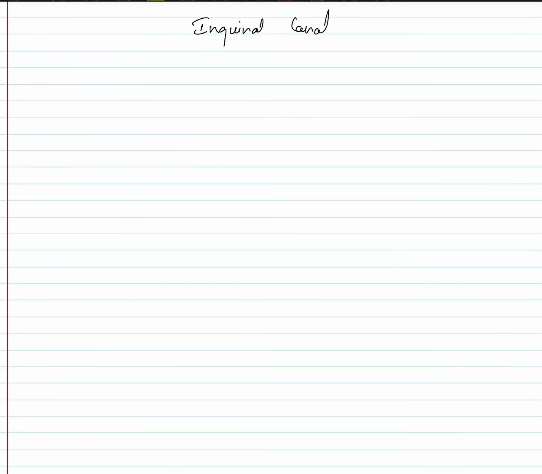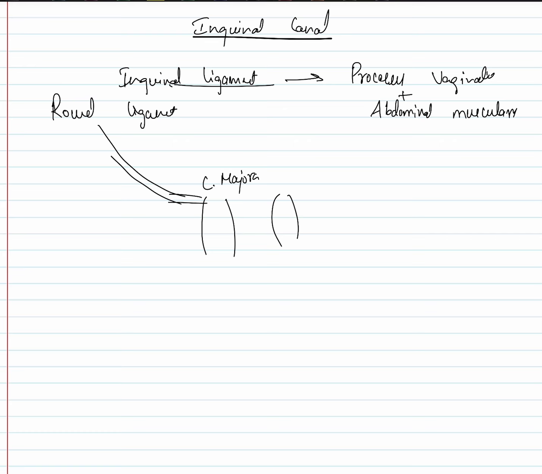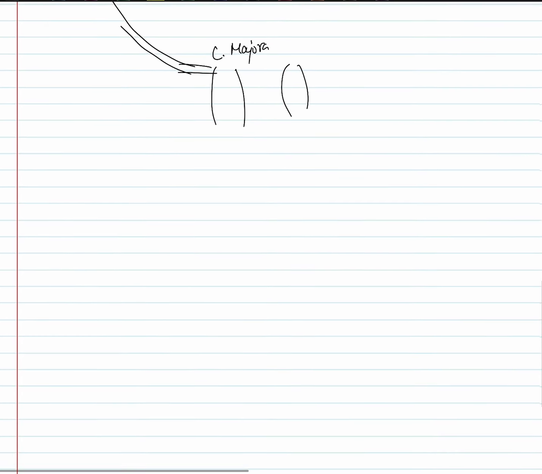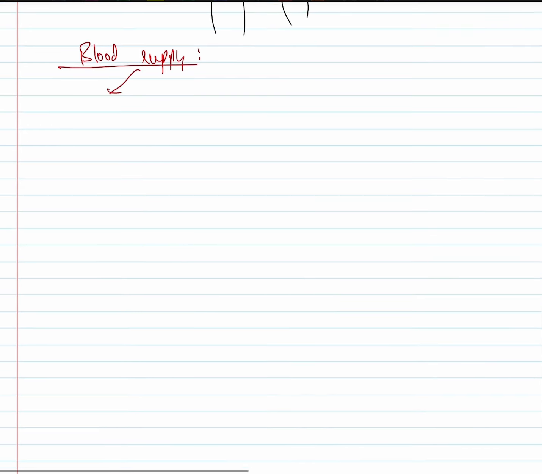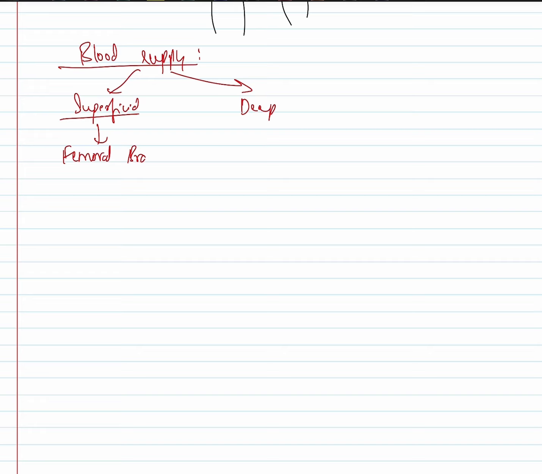Now let's see the blood supply of the anterior abdominal wall. This blood supply is very important. The blood supply of the anterior abdominal wall has been divided into superficial and deep supply. Superficially it is supplied by the femoral branches and the deep supply is through the external iliac arteries. So what are the branches?